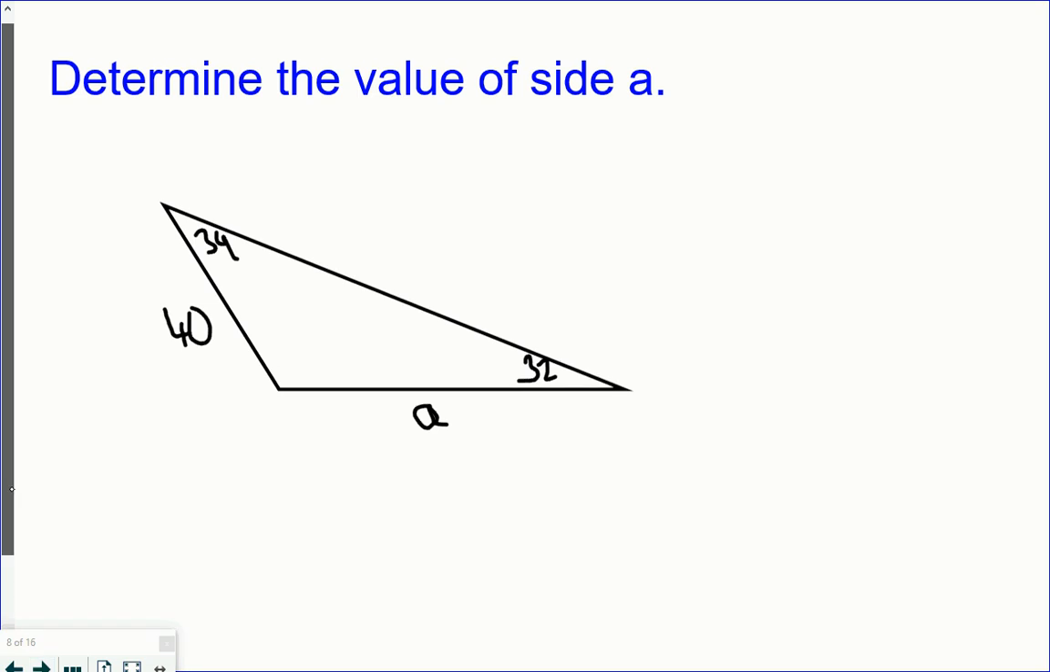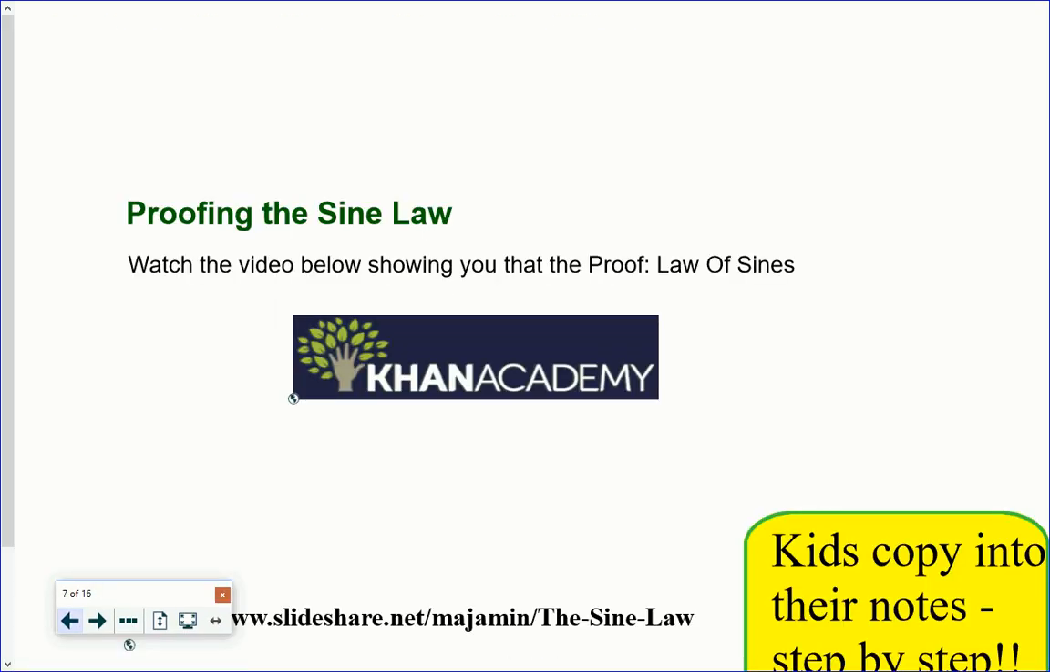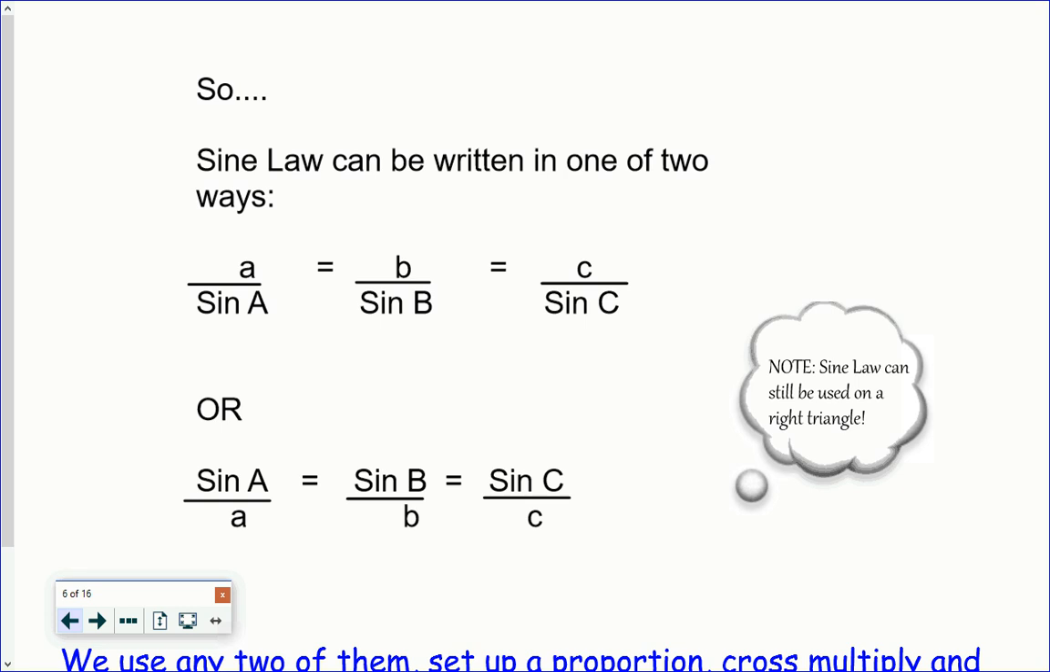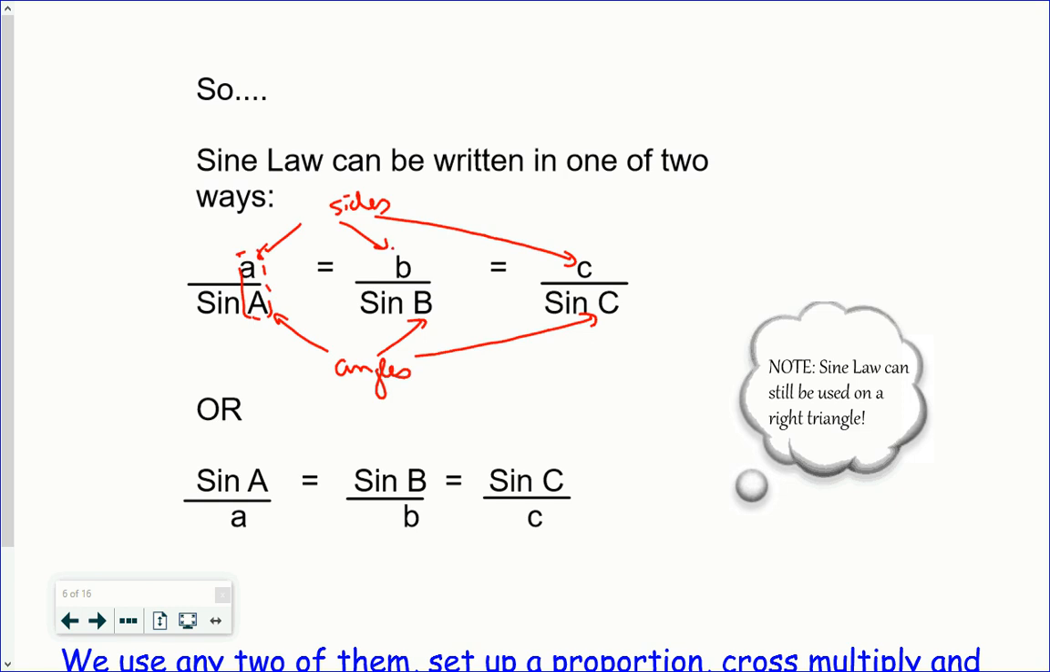So what sine law is, actually I think I skipped a slide here, just hold on a second. So here is sine law. Sine law can be written in one of two ways. A over sine A equals B over sine B equals C over sine C, or you can flip it upside down: sine A over A, sine B over B, sine C over C. The lowercase letters are your sides, and the uppercase letters are the angles. Notice everything is in pairs. Remember, pairs happen when one is opposite the other, so you want to make sure that you get your pairs correct.